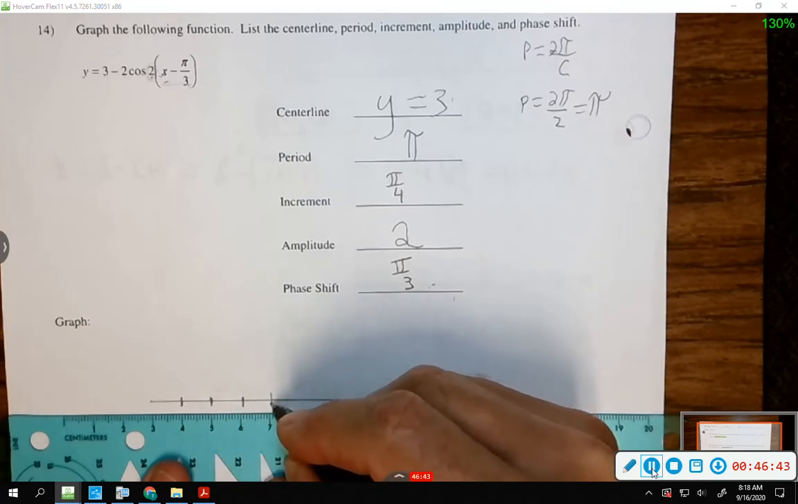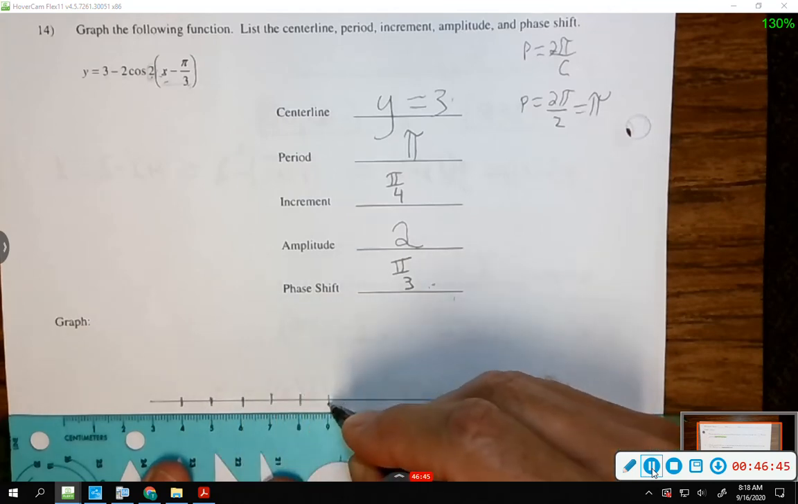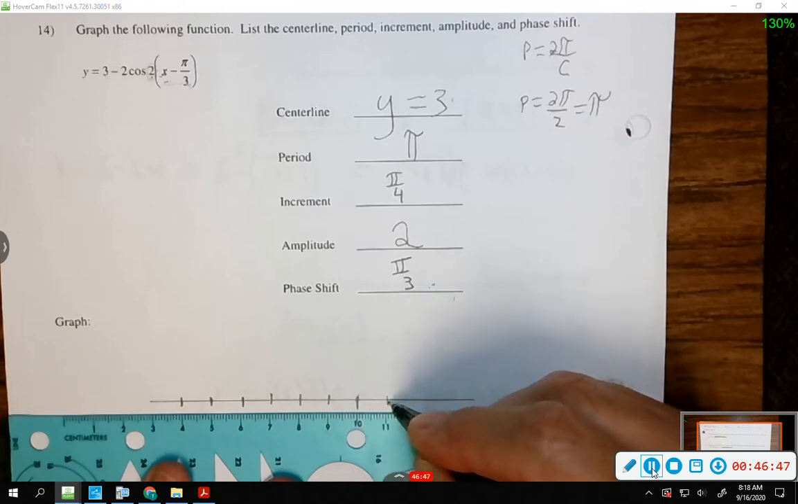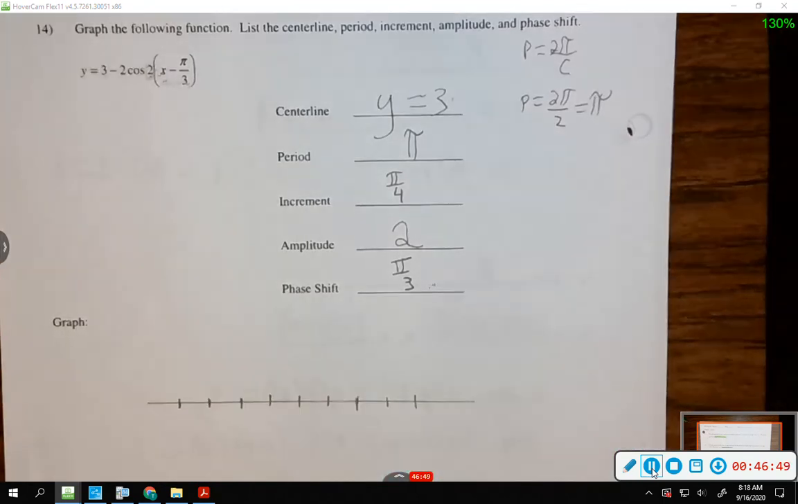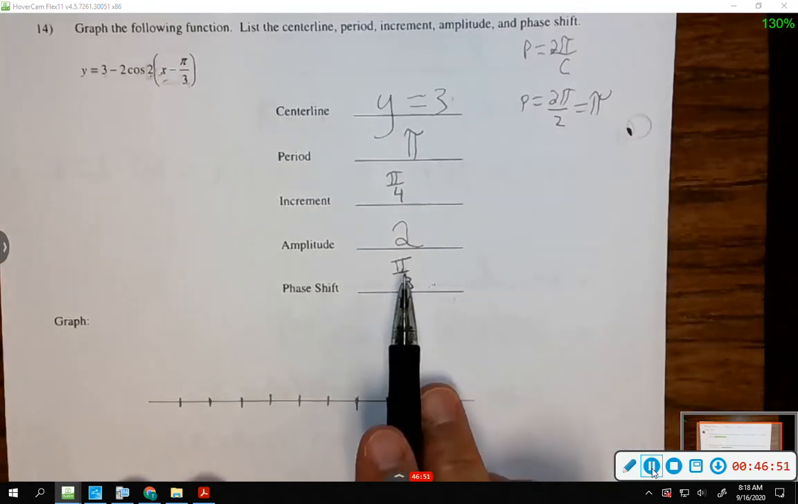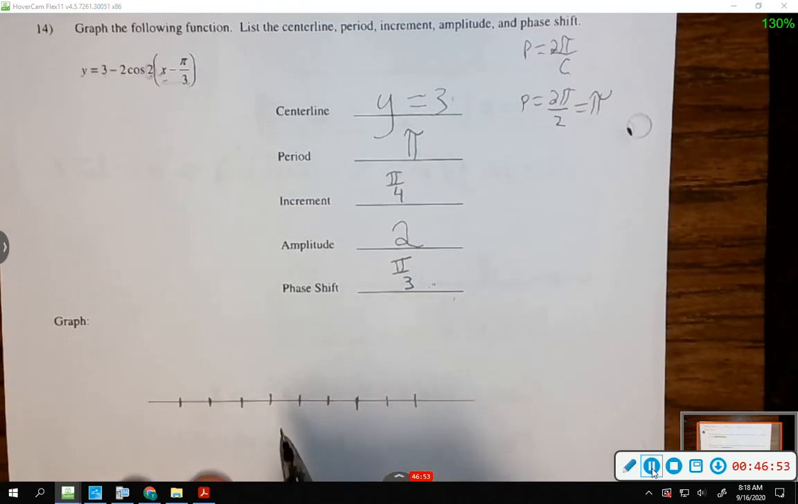And then we just have to be really good at adding fractions. That's all we're doing. But we're starting at the phase shift. It's a positive phase shift, so I'm going to put it about here, because I have to work backwards until I hit 0 or a negative number to know where my y-axis is, okay? And remember, I'm just adding my increment or subtracting my increment.